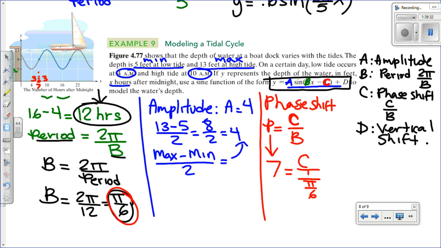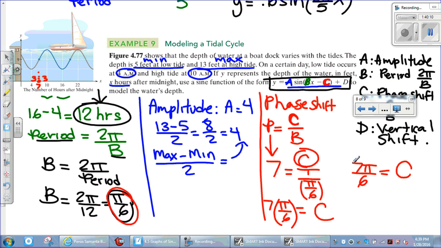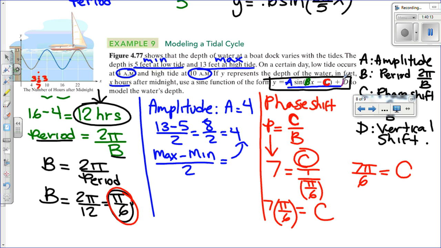Now, I could do several things here. What I would like to do is just get it over with and solve for C. I'm going to say, what is the pi over 6 doing to C? The answer is dividing. And so what I need to do is the inverse operation, which is multiplication. And so if I multiply by pi over 6, I will get 7 pi over 6 is equal to C. And so now I have that constant, and I just need one more constant. That constant D is going to be the vertical shifting.